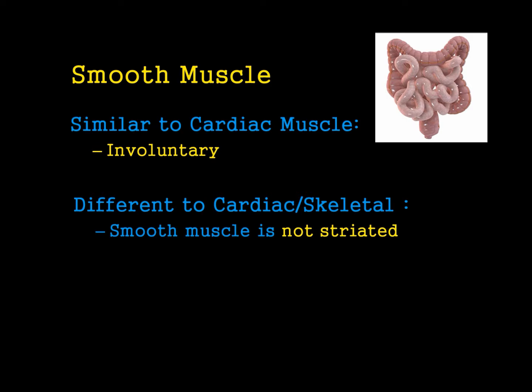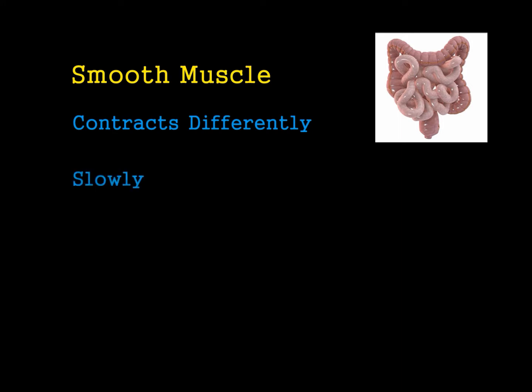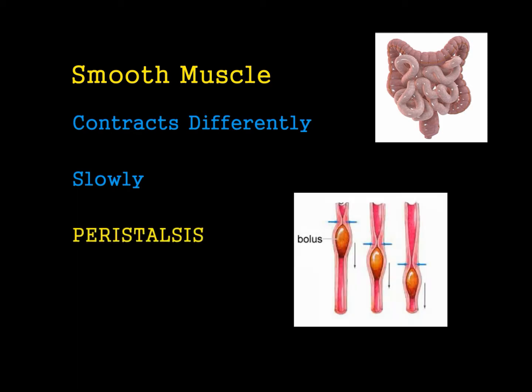Now, this is quite useful. In the case of the intestines, our food needs to pass slowly so that we've got time to absorb the nutrients from the intestines. So actually it's handy having very slow contractions. So it contracts very differently to the other types of muscle. Because of the lack of actin and myosin, it's very slow, and it contracts in a process that's called peristalsis.